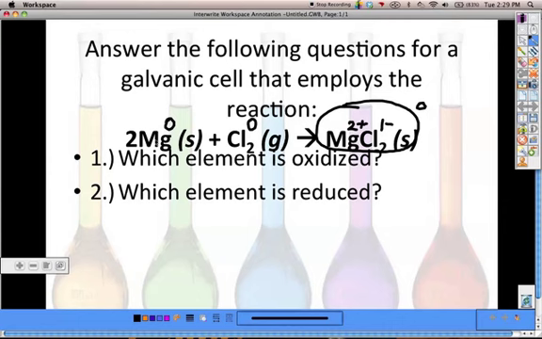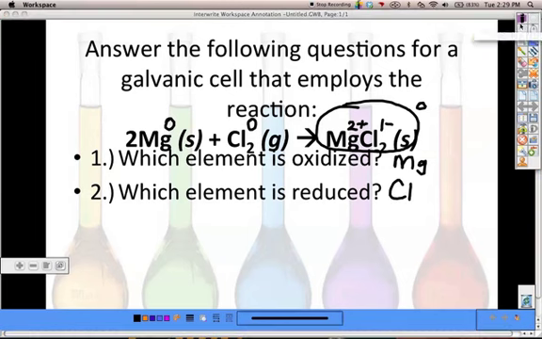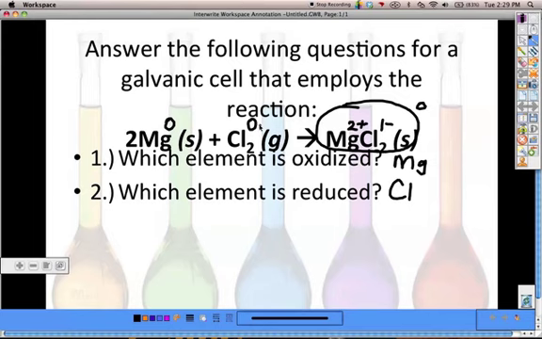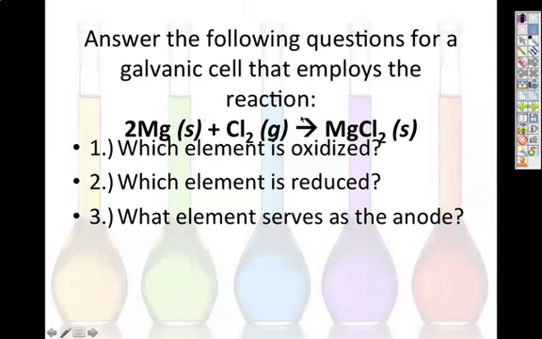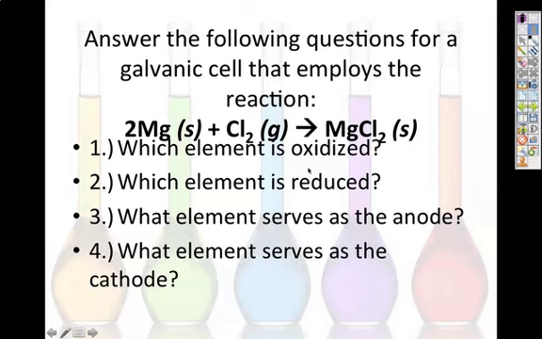So we're going with magnesium from 0 to a 2+. That means that it is being oxidized. With the chlorine, we're going from a 0 to a 1-, so that is what's being reduced. Okay, what element then serves as the anode? We said that's where the oxidation occurs, so the magnesium is our anode, and therefore the cathode would be chlorine.